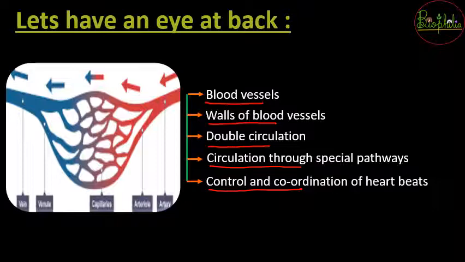So when do heartbeats increase, what is the reason behind the increase of heartbeats, and when do the heartbeats decrease and what is the reason, how does the body react to those, all such things we had covered in the previous part of this chapter.